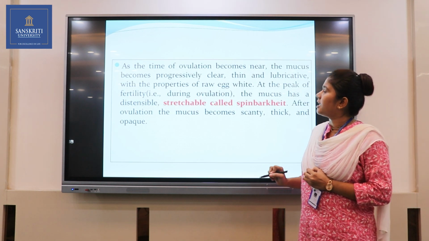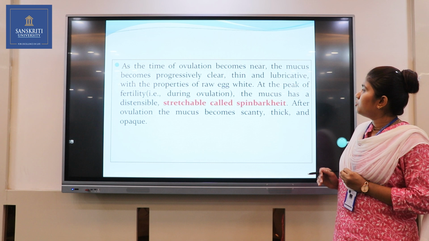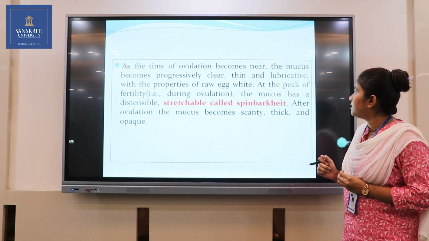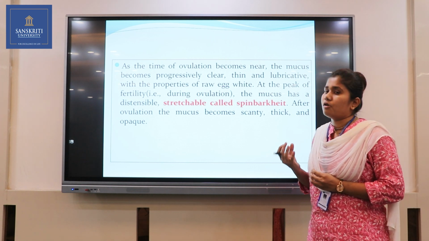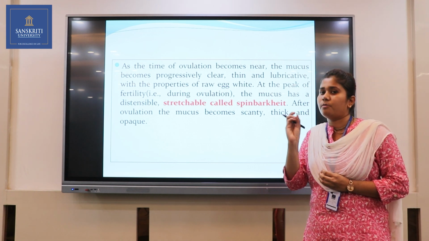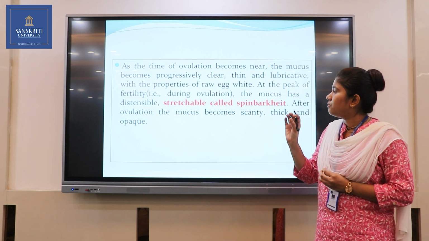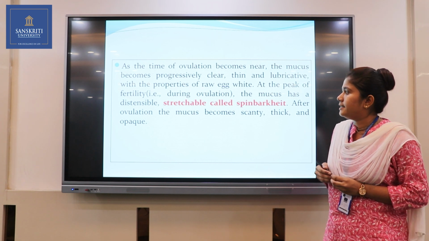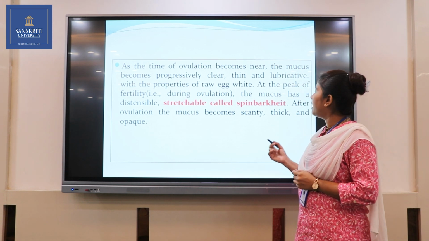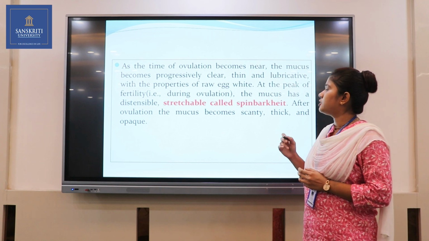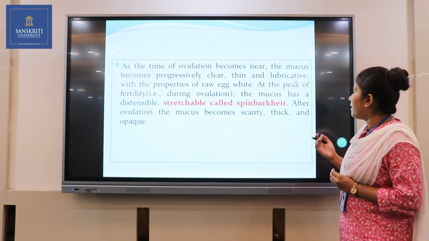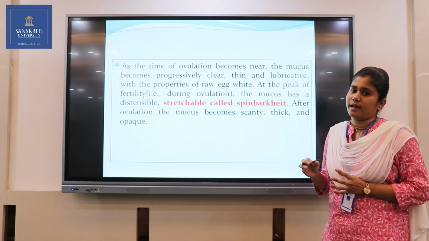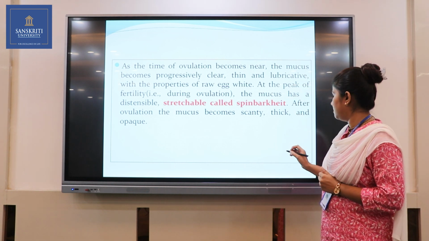Then, as the time of ovulation becomes near, the mucus becomes progressively clear and thin. It is visibly clear and thin, then lubricative, with the properties of raw egg white. You have seen that type of mucus is present at the time of ovulation. At the peak of fertility, during ovulation, the mucus is distensible and stretchable, called spinnbarkeit, and after ovulation the mucus becomes scanty, thick and opaque, whitish or yellowish.